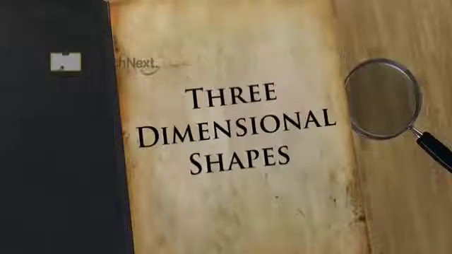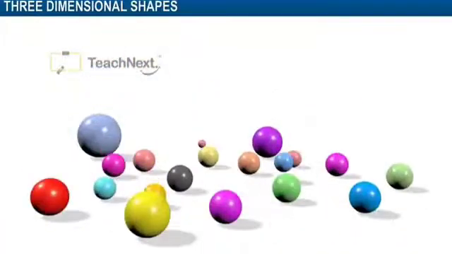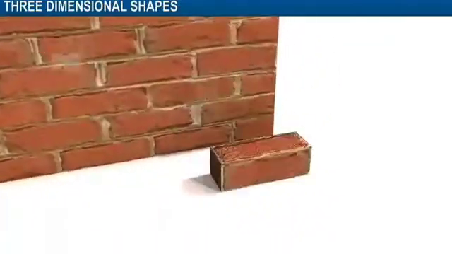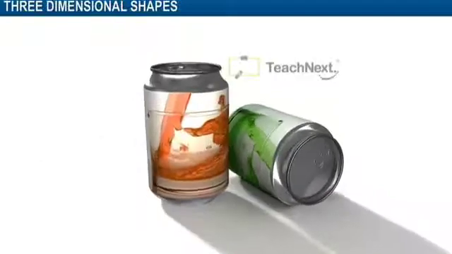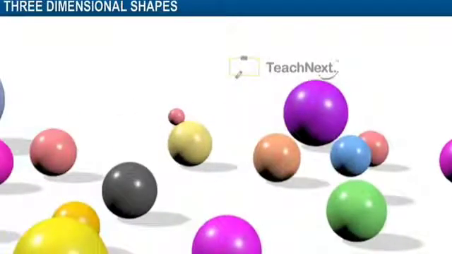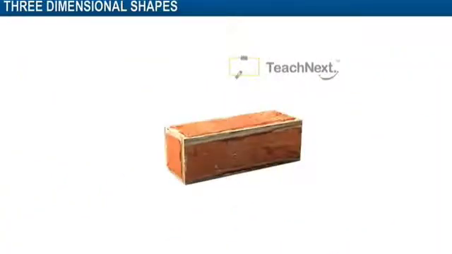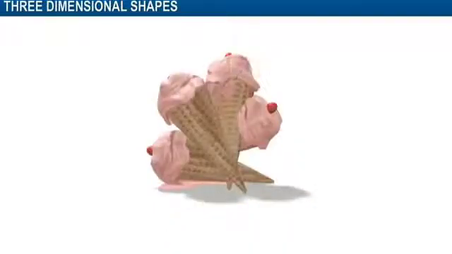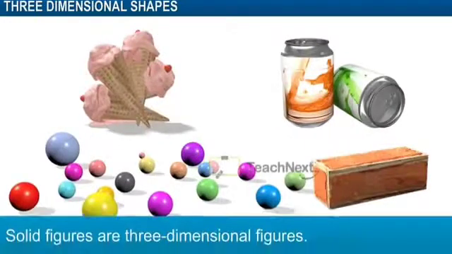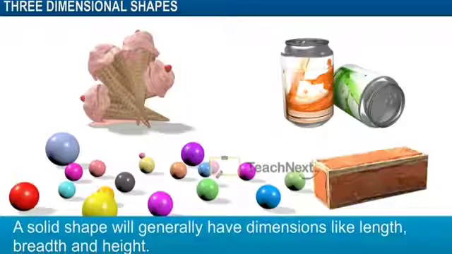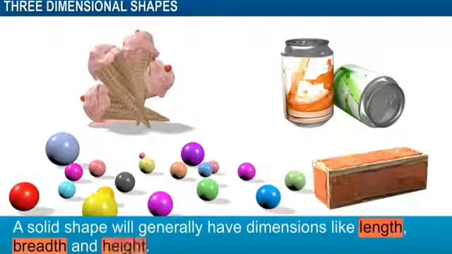Three-dimensional shapes. Every day we come across various objects. For example, a ball, a brick, an ice cream cone, and a can. All these objects have a three-dimensional shape. A solid shape will generally have dimensions like length, breadth, and height.